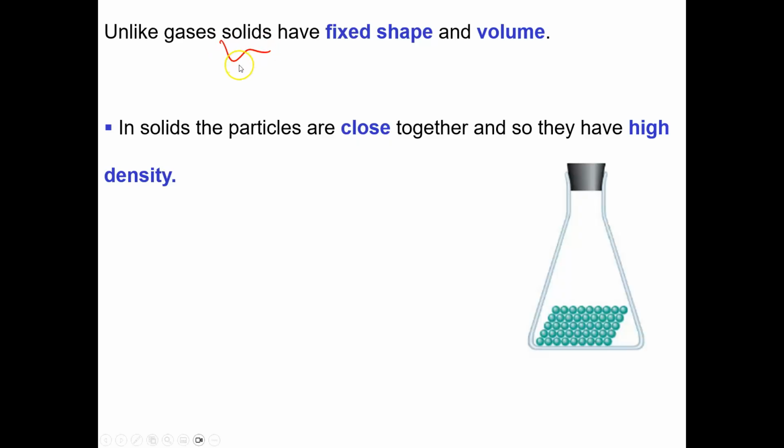Solids are unique in that they have a fixed shape and a fixed volume. In solids, particles are very, very close to one another. There's really no space between the particles. So for this reason, solids have high density in general compared to liquids and gases. There's just not a lot of empty space between them. You can see this cartoon is attempting to show that solids have their own shape. It doesn't matter the shape of the container, the solid has a fixed shape.